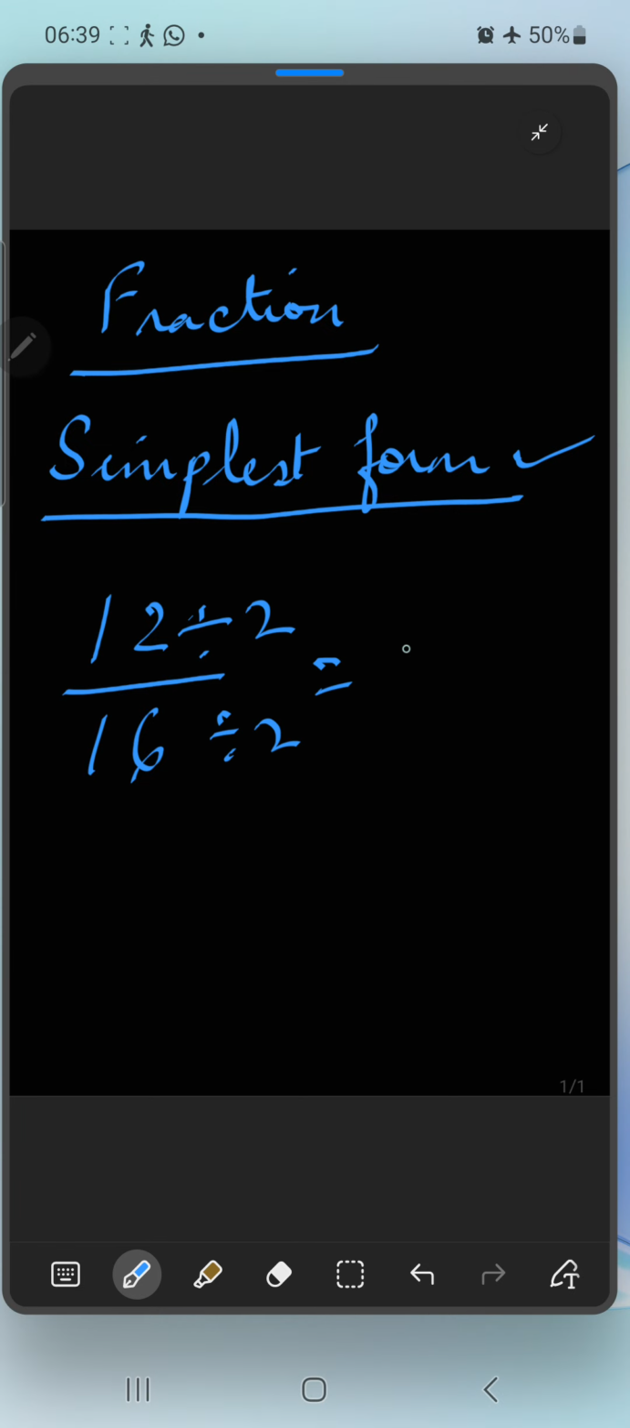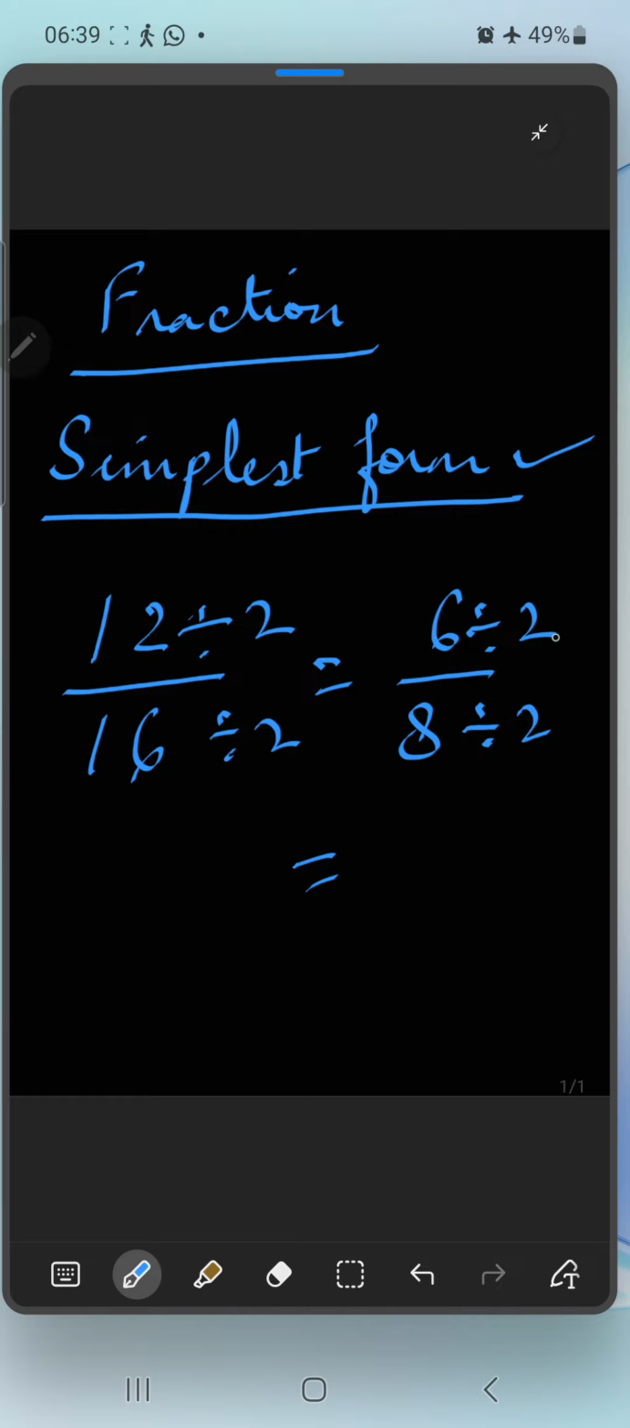Okay. Again these numbers are divisible by 2. So I am dividing the numbers by 2. Then I will get 3 by 4. Now see, these two numbers do not have any common multiple because this is an odd number and this is an even number. So further we will not be able to divide these two numbers with any common multiple. So this is the simplest form of the given fraction 12 by 16.